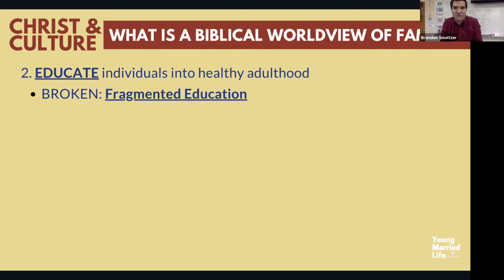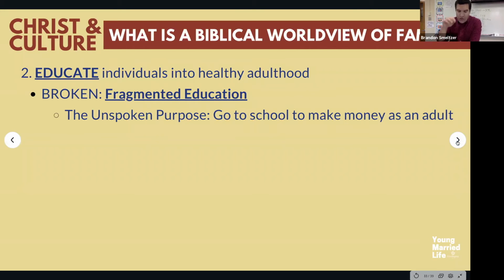Education today is fragmented. Meaning, as far as education is concerned, we believe we should teach our kids reading, writing, and arithmetic, right? The three R's, reading, writing, and arithmetic. That's great, okay? But where's character training? Where's interpersonal relationship skills training? Where's all these other things?